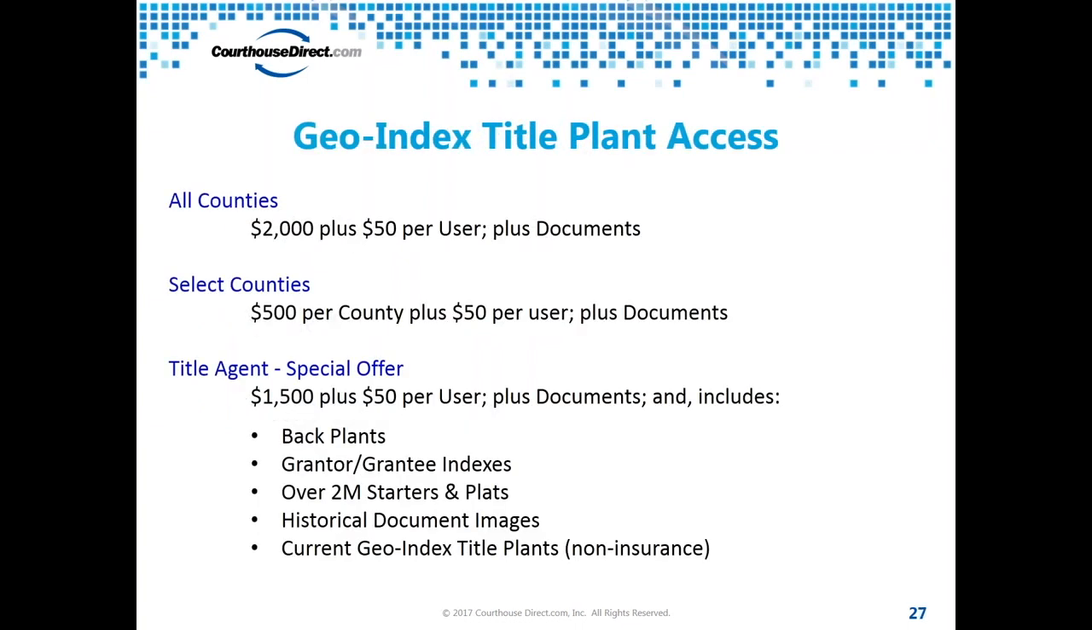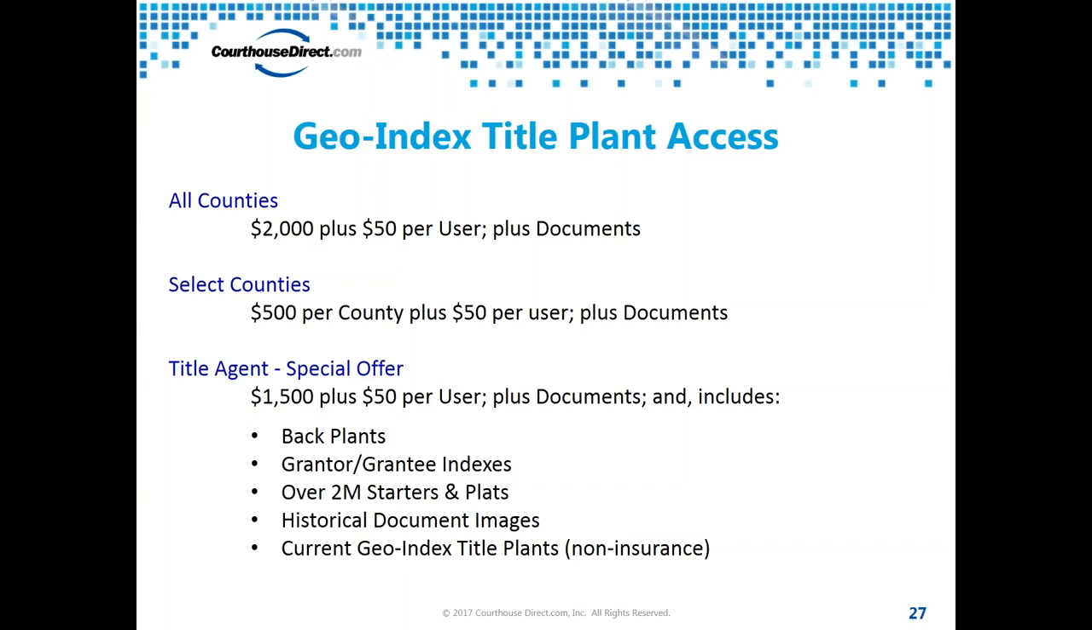Now, I am going to talk about pricing for our title plants and for our databases. Again, I haven't really shown you everything that we have, but for people that lease access to our geo-index title plant that gives them access to all of the counties, all of the back plants, all of the information they need, it is $2,000 a month plus $50 per user. And if someone just wants to select a particular county, Dallas County or Harris County, whatever it might be, then it is $500 per county plus $50 a user.